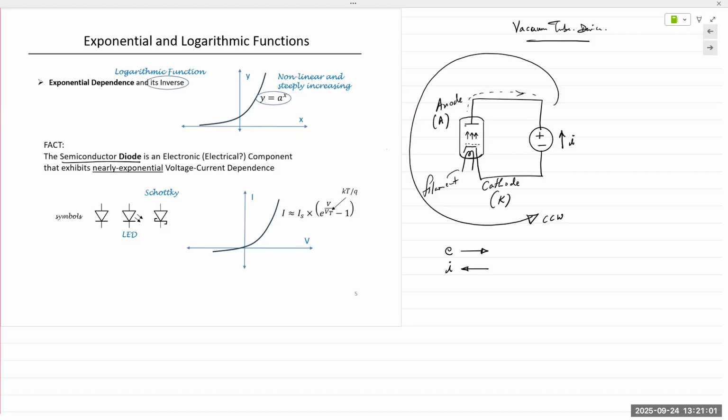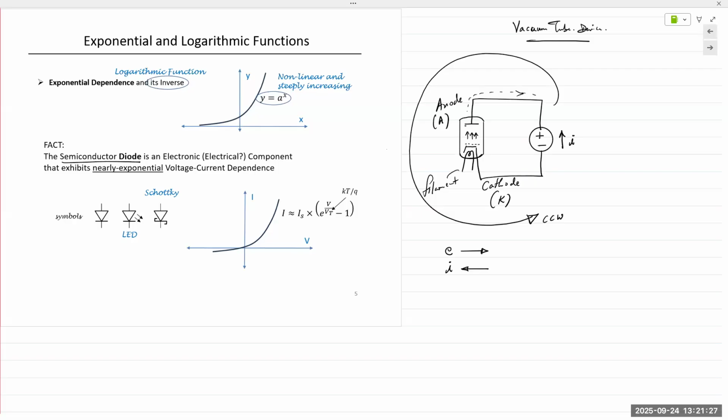Okay, so this was the first electronic device. The name came from the fact that it had two electrodes. Diode, two electrodes. If you insert a third electrode in there, it becomes a triode, three electrodes. Fourth, tetrode, pentode, hexode, and so on and so forth.